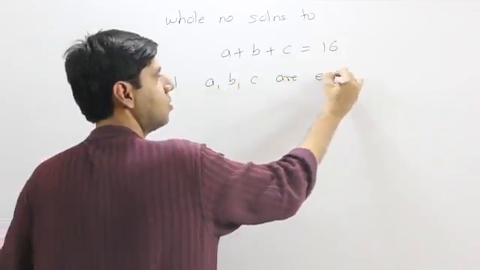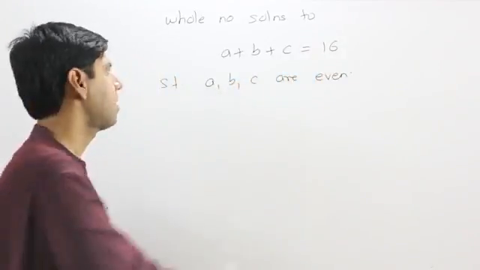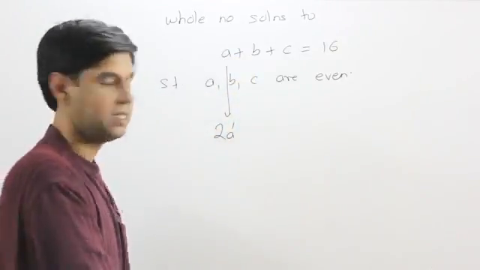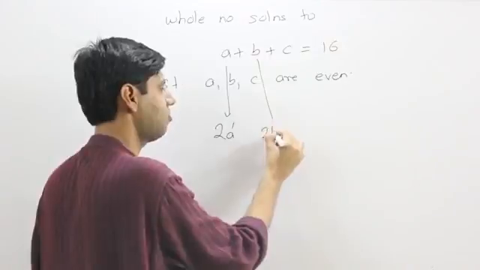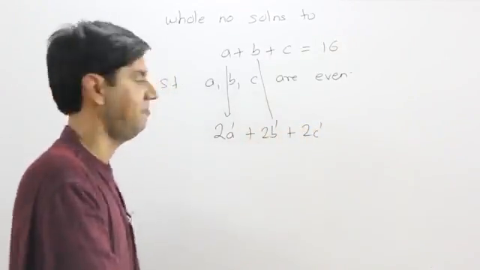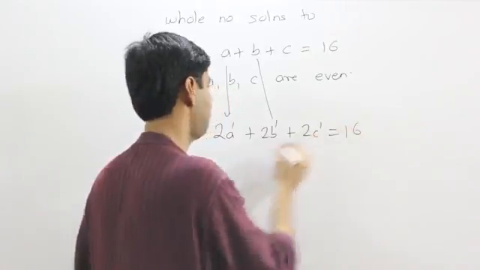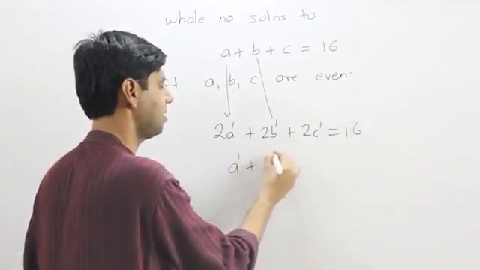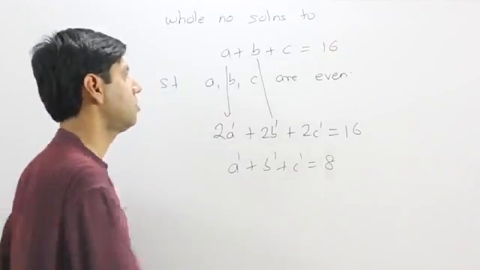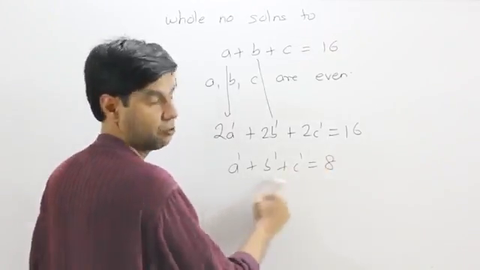So if all of them are even, you replace A with 2A prime. Even numbers can be represented with a 2 dash. B could be replaced by 2B prime and C by 2C prime. That would ensure that they are all even. And so 16 simply boils down to an equation, A prime plus B prime plus C prime is equal to 8.